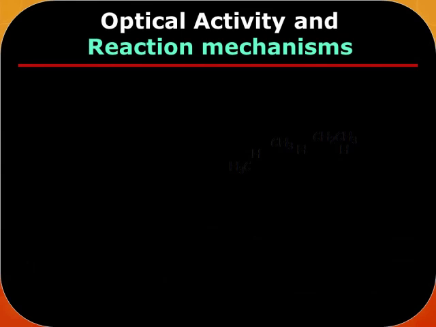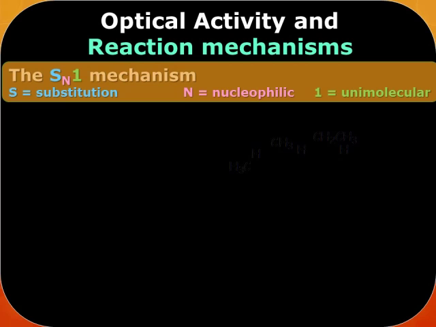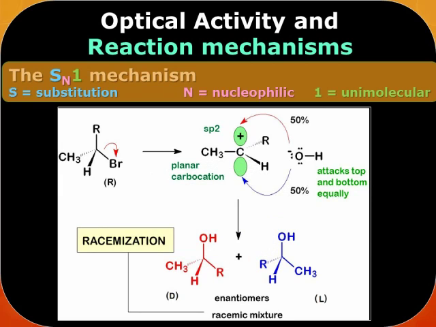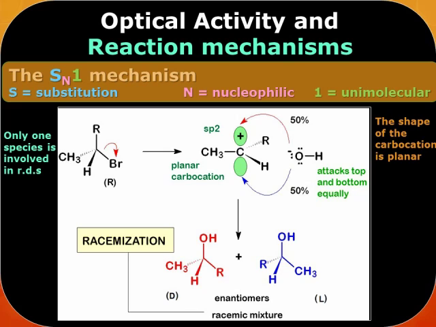The optical activity in the SN1 mechanism. As you know, S is for substitution, N for nucleophilic, and 1 is for unimolecular. That means in a reaction mechanism, if only one species is involved in the rate determining step, such a mechanism is called the SN1 mechanism. And here you can see the carbocation that forms is planar in shape.